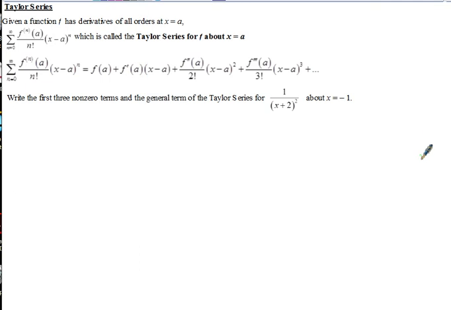These are notes for AP Calculus on the topic of Taylor series. So we've looked at Maclaurin series, and Taylor series are very, very similar. Maclaurin series is a specific type of Taylor series, and the most common kind, where it has derivatives of all orders at x equals 0. Well, Taylor series are more general because they don't have to be at x equals 0. They could be at x equals a, where a is just some constant.